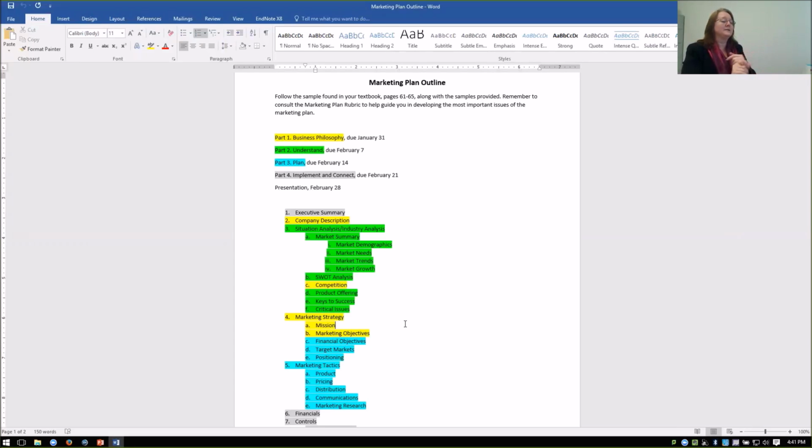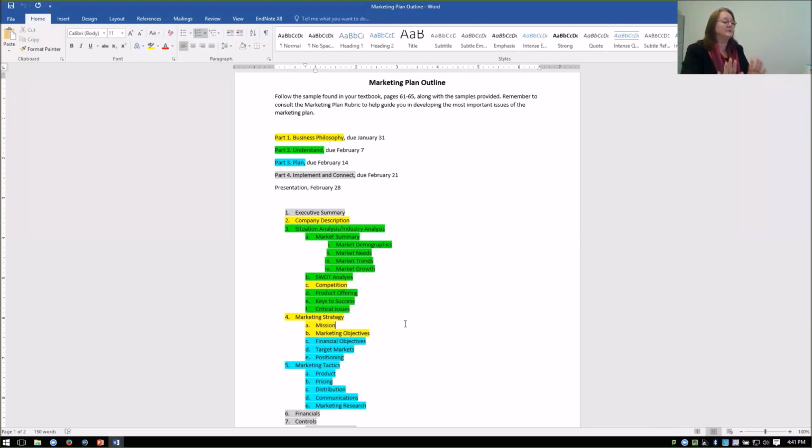As far as the market summary, you'll really need to look at it separately. So portion A, separate. Portion B, SWOT analysis, 2 industries. C, competition, 2 industries. D, product offering, 2 industries. For E and F, now you're unified under one brand.